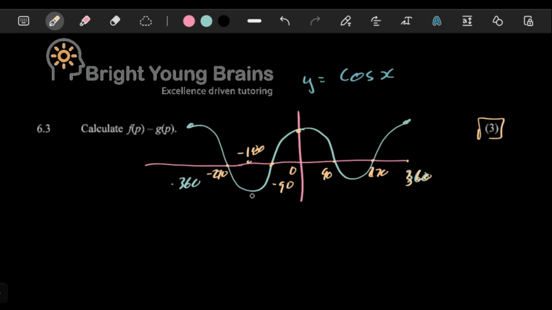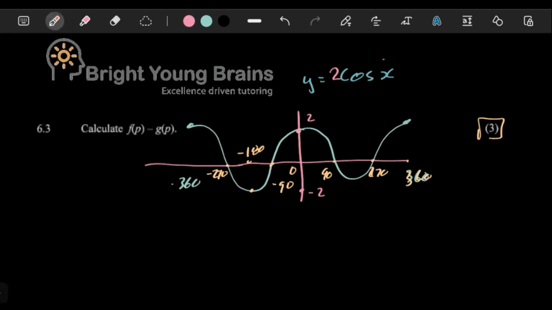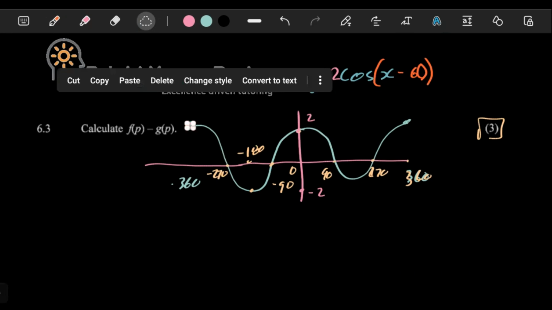So what's important is to know what this turning point would be. Say the amplitude of this graph was a 2, right? It means that this would go up to 2 up there, and down to -2 down there. This is what the image would look like. So what we're trying to do is, if this graph was moved 60 degrees to the right, like this, what it would look like is that this whole image here would just move 60 degrees to the right.